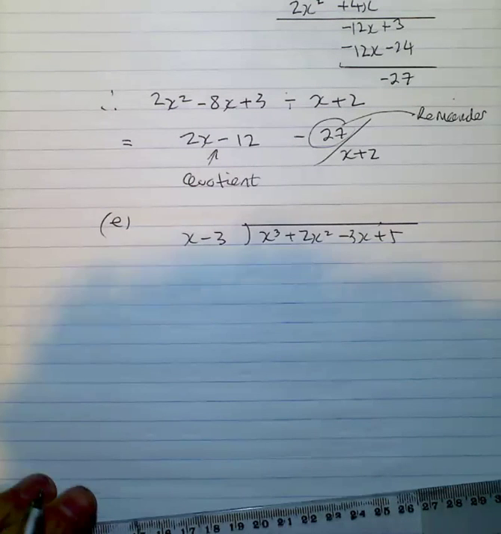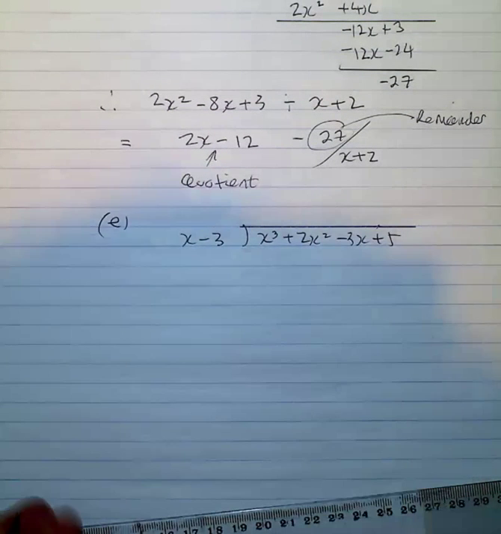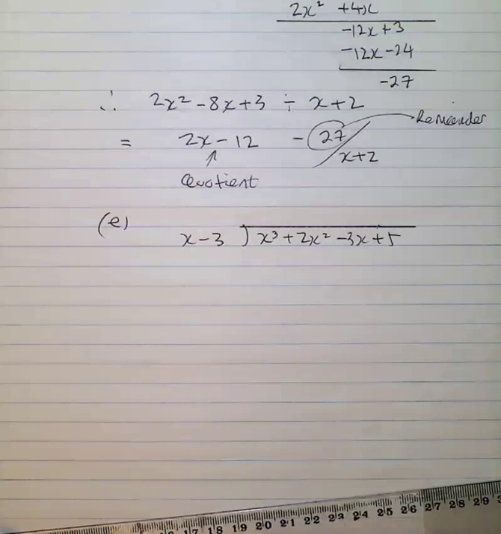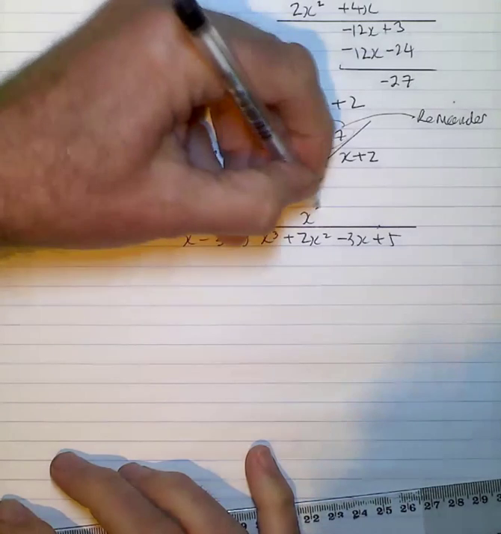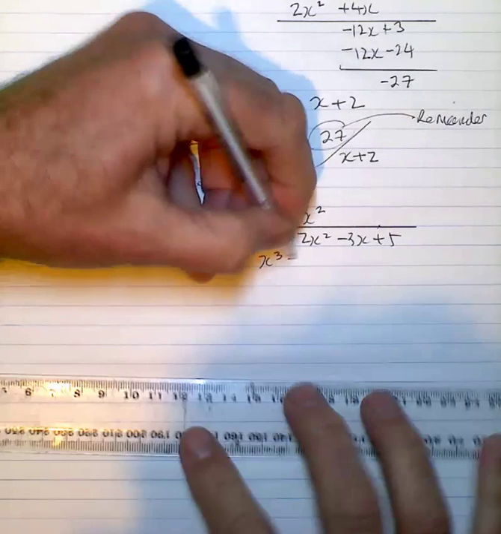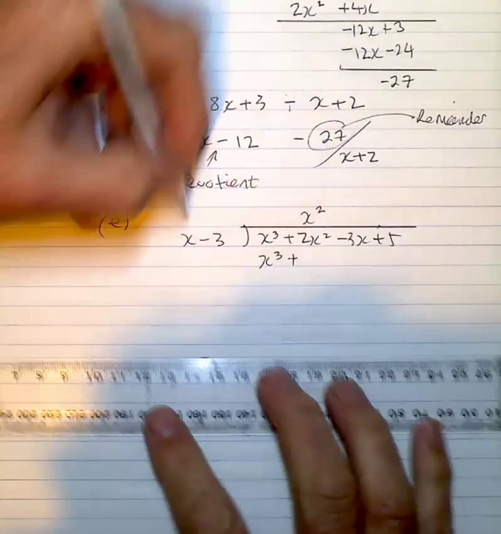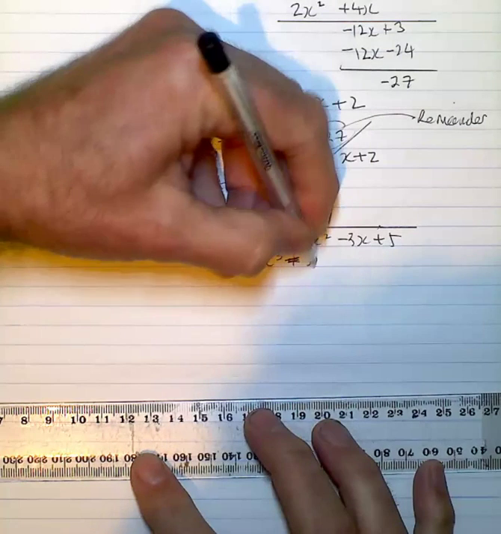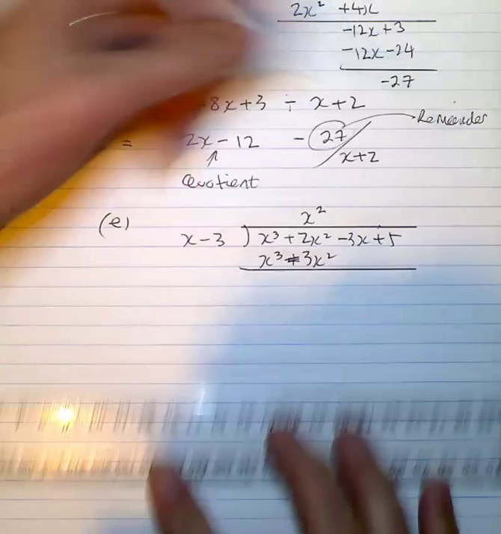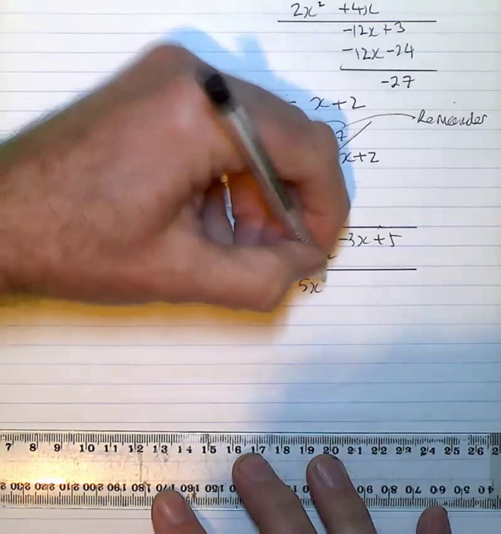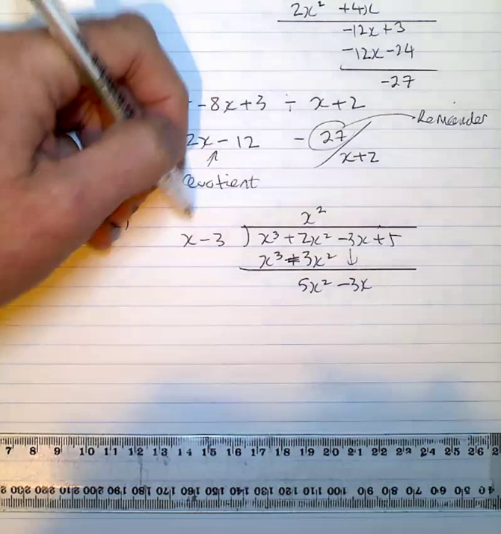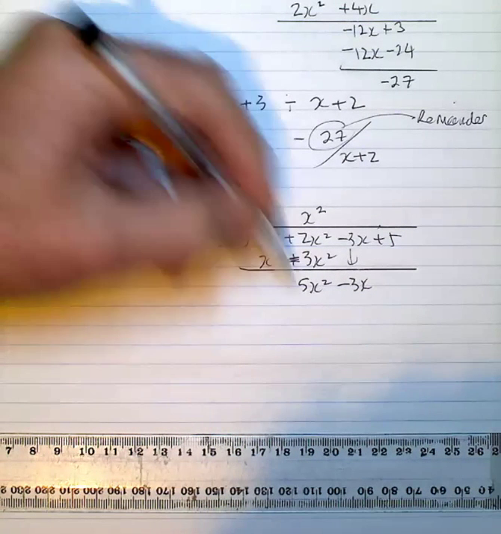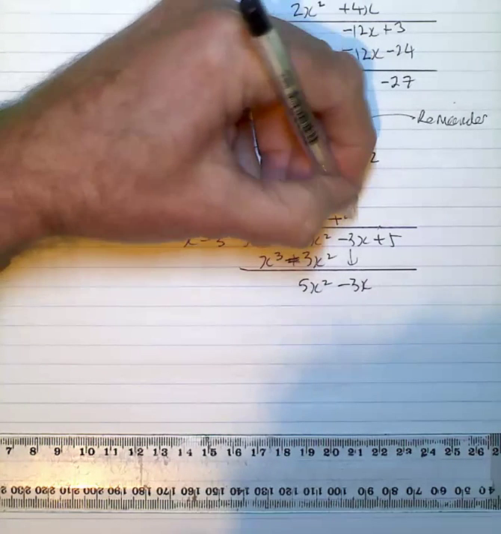So working through part E, we've got x minus 3 into x cubed plus 2x squared minus 3x plus 5. Now I need to multiply x by x squared to get my x cubed up. And then that becomes minus 3x squared. Do the subtraction, that gives me 5x squared minus 3x, bringing that down. Now, what do I multiply x by to get 5x squared? It'll be plus 5x.